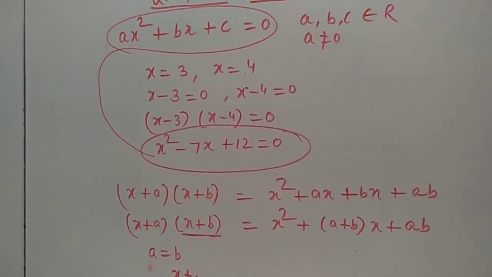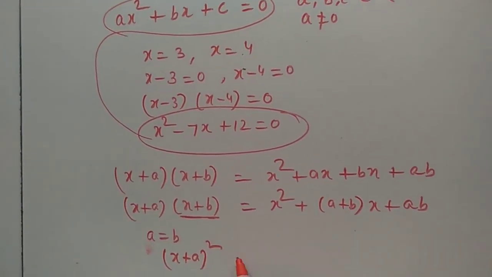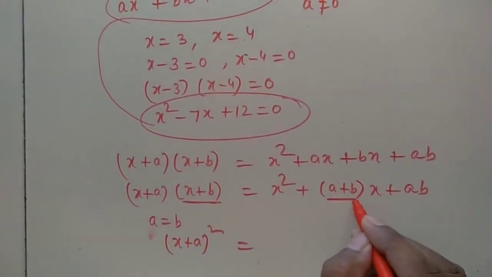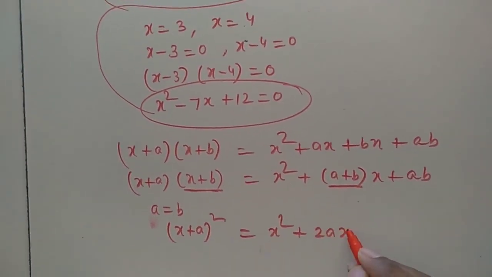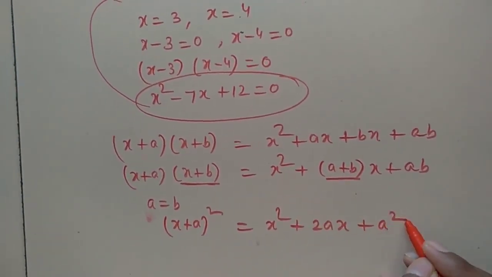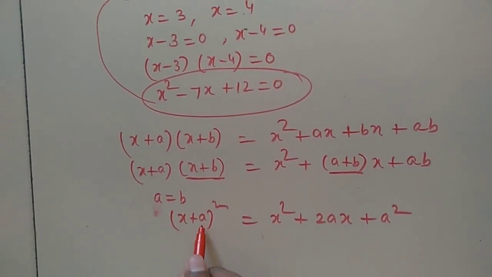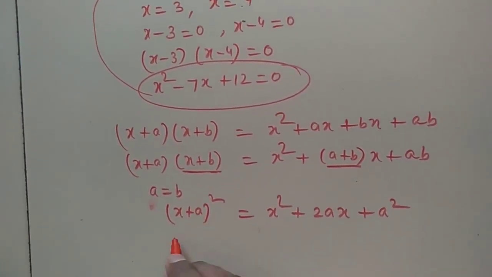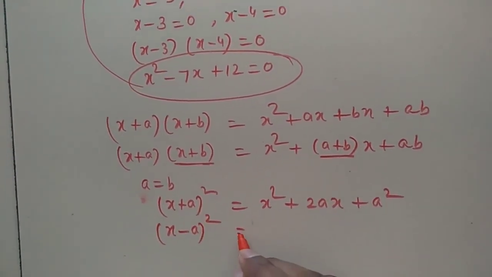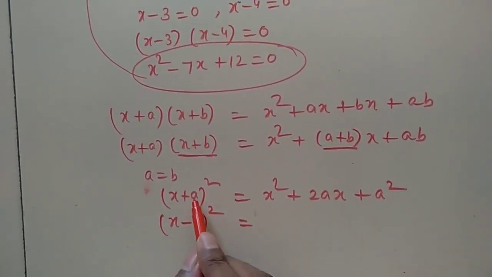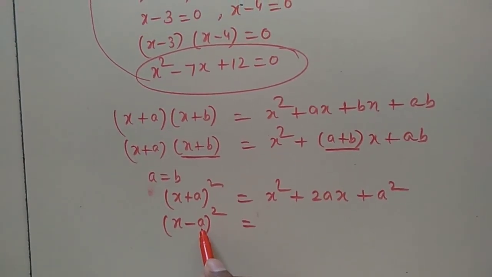If I say that a is equal to b, then x plus a becomes x plus b, or x plus b becomes x plus a. So this takes the form of x plus a whole square, and a plus a becomes 2a. So it's x square plus 2ax plus a square. I hope you are enjoying this. Just keep on playing with the numbers.